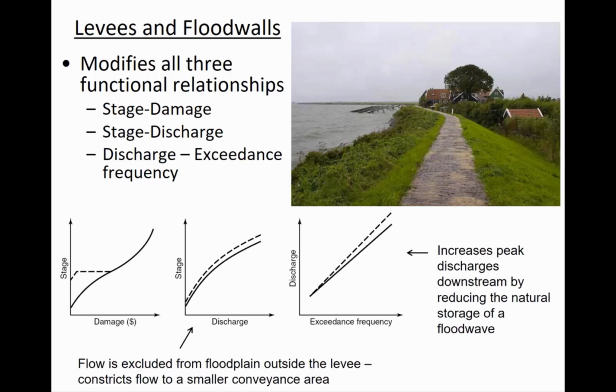The damage versus stage, the way it works there is that it's saying that you're not going to have any damage until the water gets to a certain depth. And so here's a picture of a levee, and you can see that there are homes that are built below the water level. Now, they're not going to have any flooding until the depth gets above the edge of the levee. But then when the water does get above the levee, then all of that damage comes in suddenly.